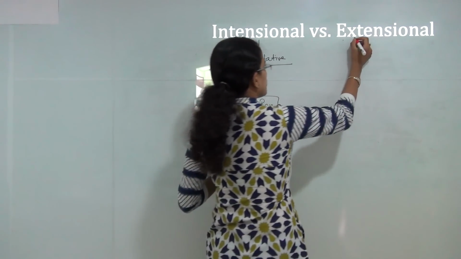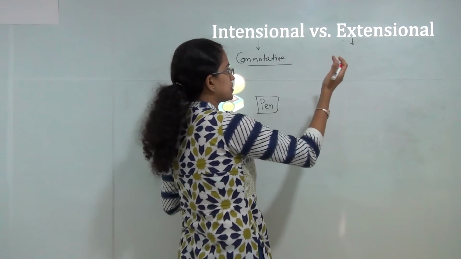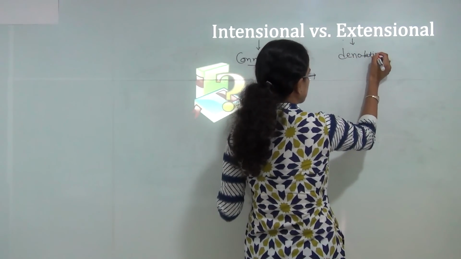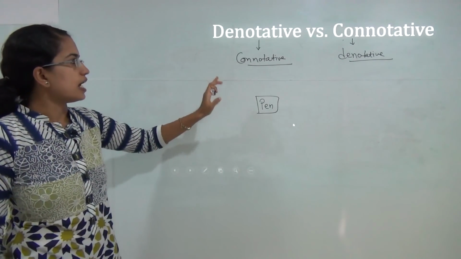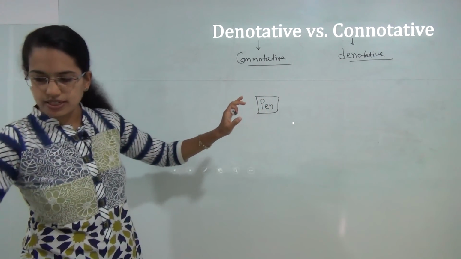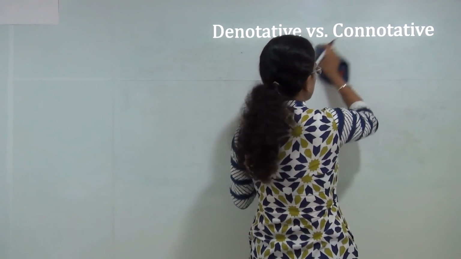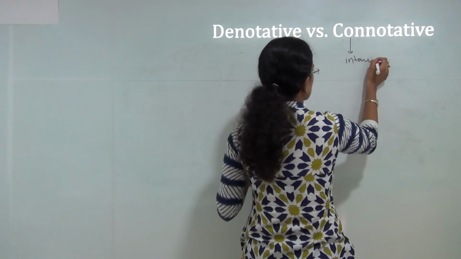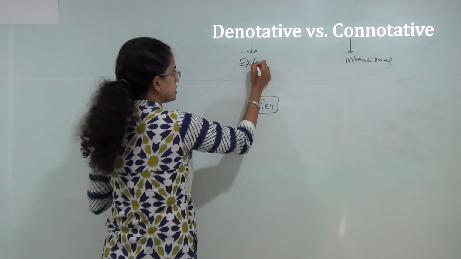So what I am trying to do here is extend my definition further. If I am extending my definition outside its ambit, it would be extensional, and this process is usually denotative. So if you are clear with what is intentional and what is extensional, you can understand what is connotative and what is denotative. Connotative would be something which is intentional in nature. However, denotative would be something which is extensional in nature.